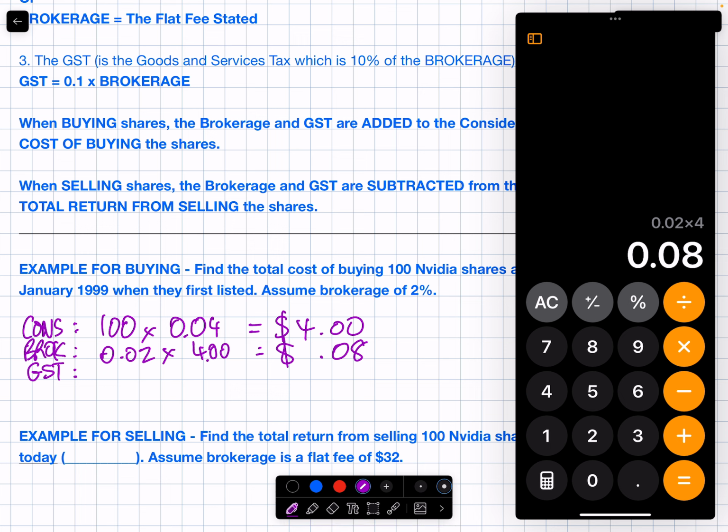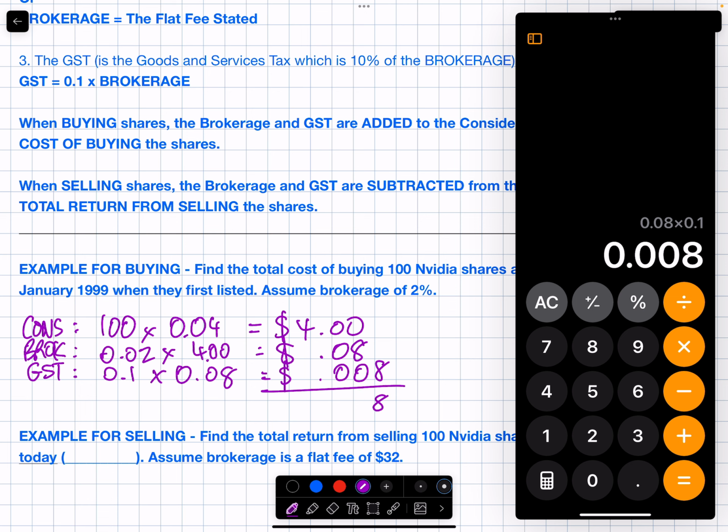GST is 10%. What's 10% as a decimal? 0.1 times by, is it 0.1 times by the consideration? 0.1 times by the brokerage. 0.008.